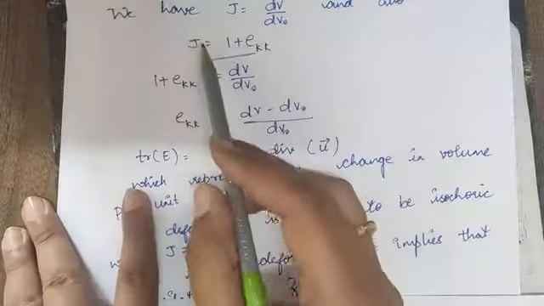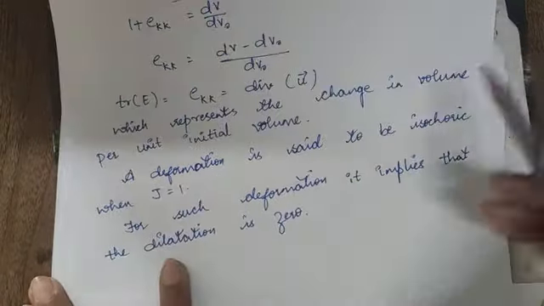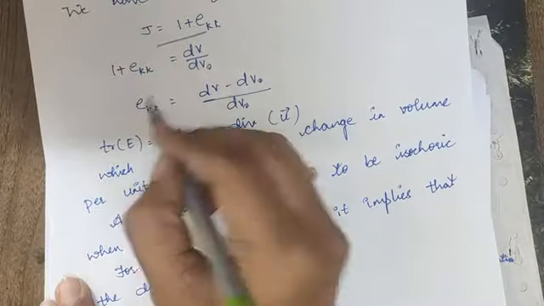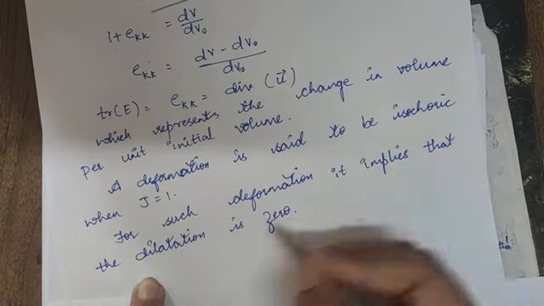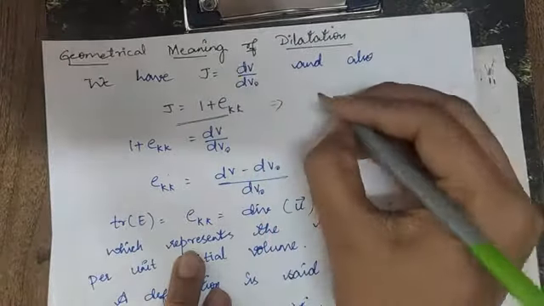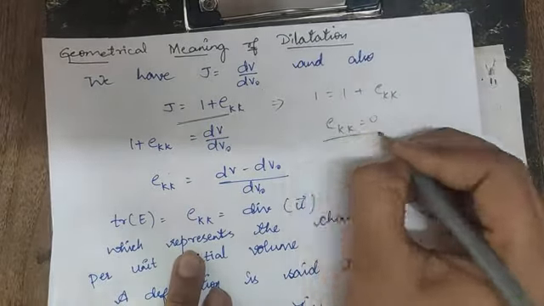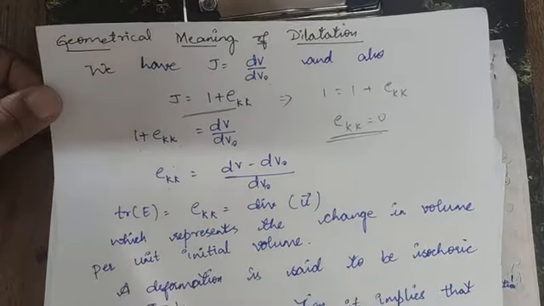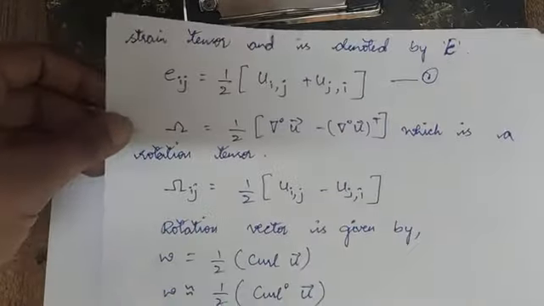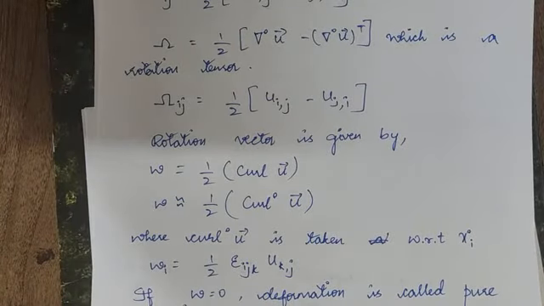Now if J is equal to 1, it means ekk becomes 0, and if ekk is equal to 0, such deformation implies that dilatation is 0. If J is equal to 1, this equation becomes 1 is equal to 1 plus ekk. So you will get ekk is equal to 0. That means there is no dilatation. Okay. This is all about the strain displacement relation and dilatation relation. In the next session, I will solve some 2-3 problems on this topic. Thank you.